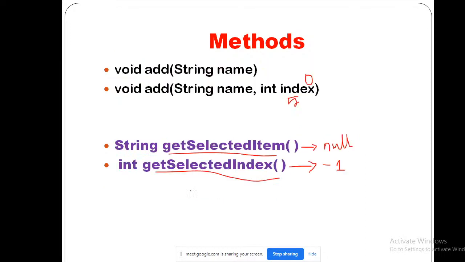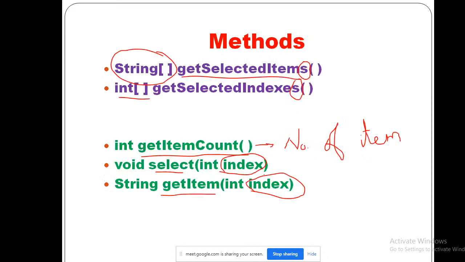Important methods related with list is the add method. Add contains two signatures. To get the selected item we use getSelectedItem and also getSelectedIndex. We can get it using the label and also using the index. If our list supports multiple selection, that time we can use getSelectedItems and getSelectedIndexes. Both return an array of elements.